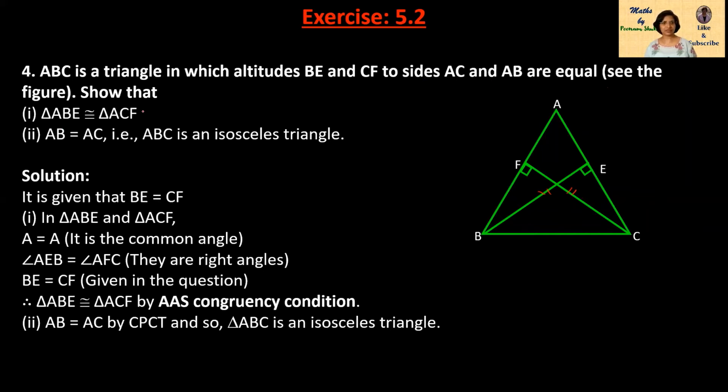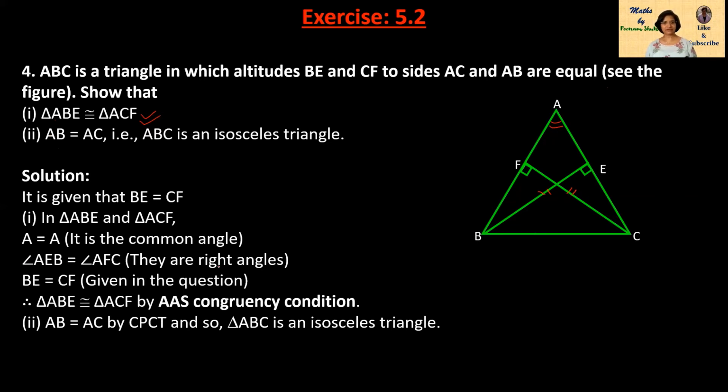So what to show? That these two triangles are congruent and AB equals AC, that is, ABC is an isosceles triangle. We have to prove that ABC is an isosceles triangle. For this we have to prove AB equals AC, and first we had to prove triangle ABE is congruent to ACF, right? For the first part, we can see that these two angles are common.